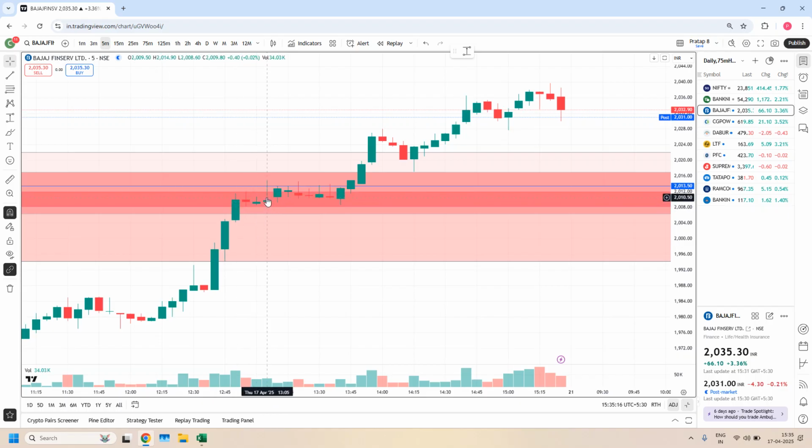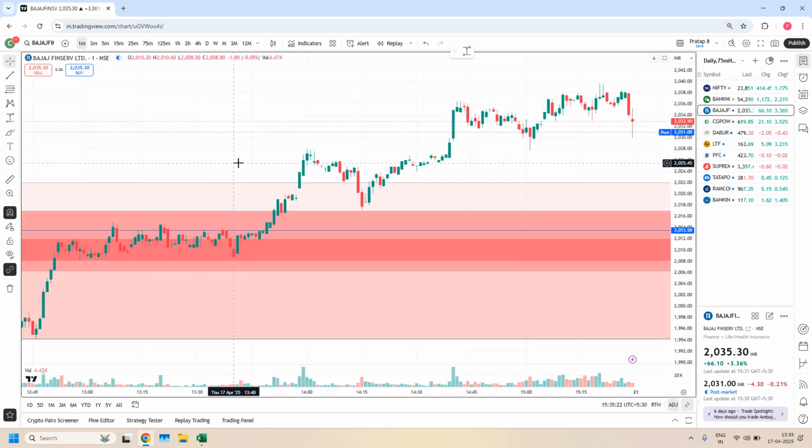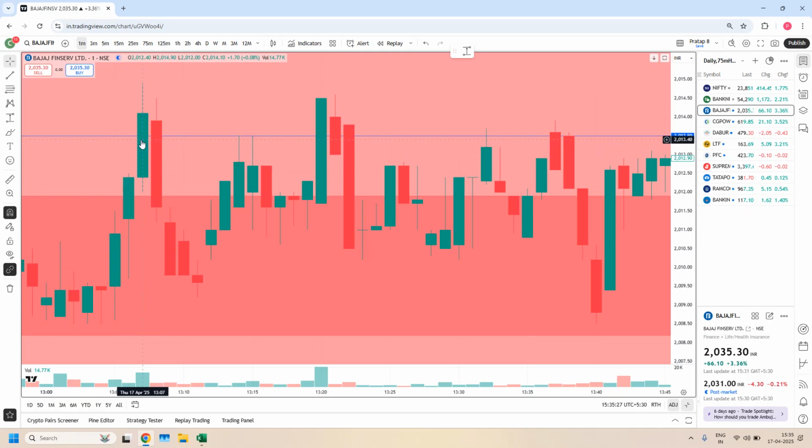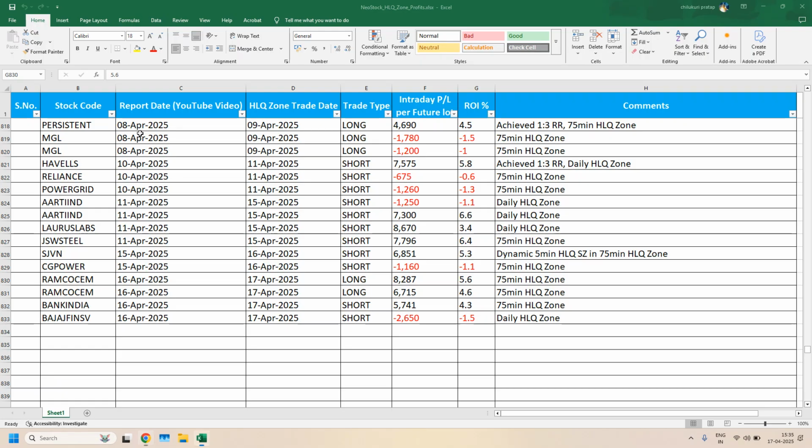And finally in this candle, which candle? At the 13:05 candle. If you go to 1 minute time frame, you get better clarity. So this is the 1 minute candle at 13:07. Your stop buffer value is also violated. Here you would have exited your trade. You booked the loss. And how much loss? 2,650 rupees loss, including stop buffer, which is 1.5%.